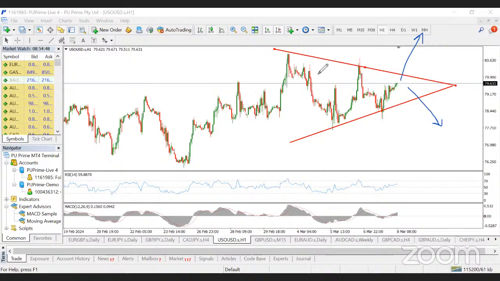But to the person asking about US oil, what we have is a symmetrical triangle where price could break out on either side. So please take note of that.